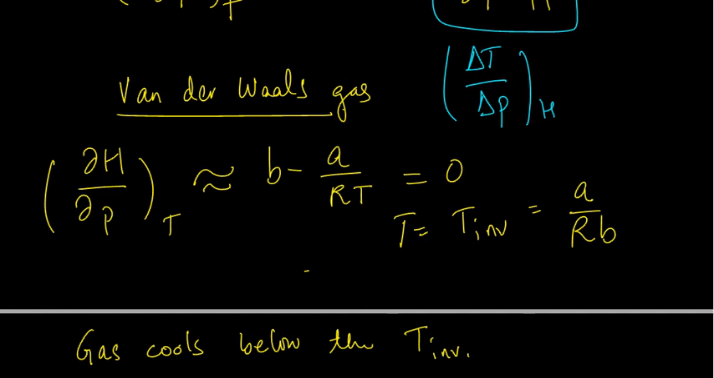Where is the gas? Below the inversion. So that's the whole reason. Because things are attractive, the molecules of gas slow down, and slower speeds mean lower temperature. Attractive forces, why do we say that the molecules slow down?